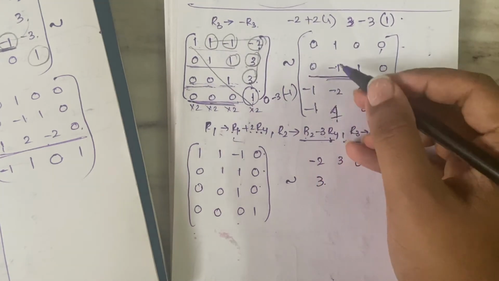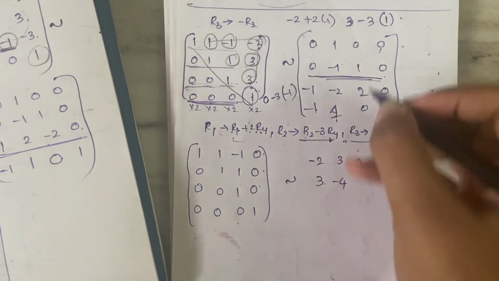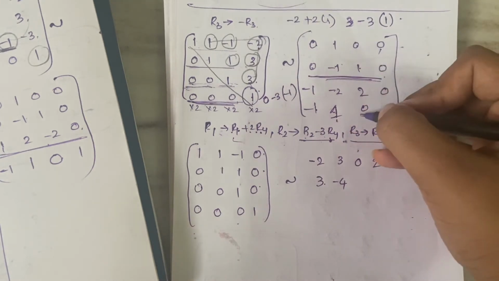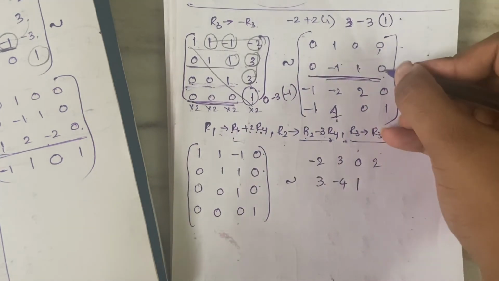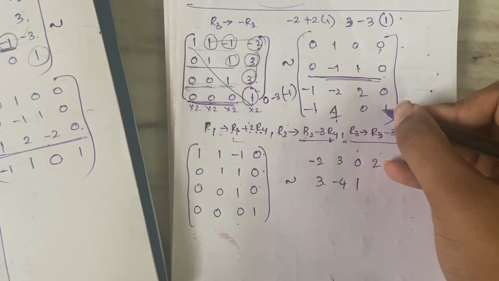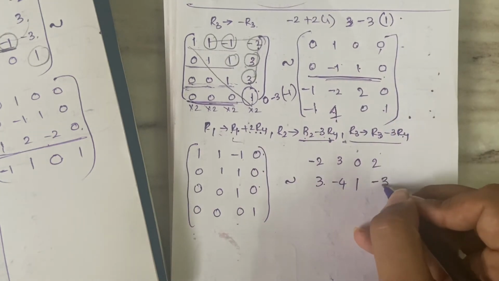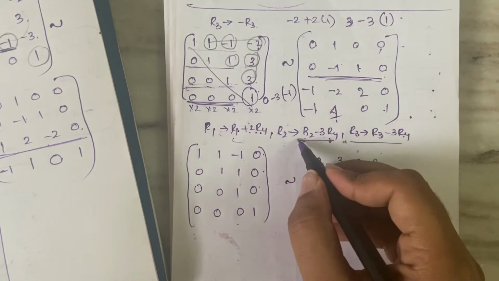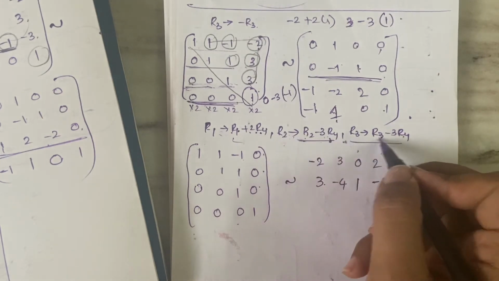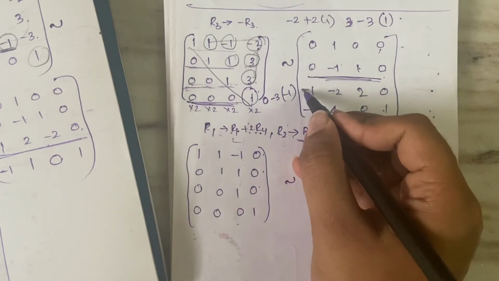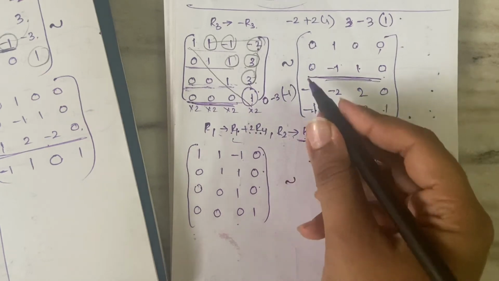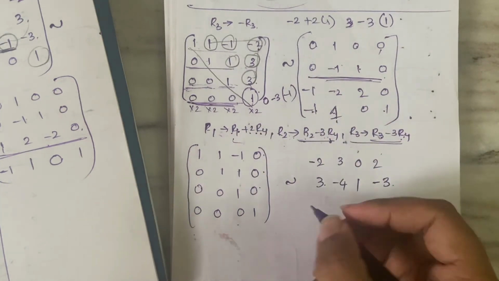Minus 1 minus 3 into 1. Minus 1 minus 3. Minus 4. 1 minus 3. It's 1 same. 0 minus 3 into 1 is minus 3. Next, R1 done, R2 done. R3. R3 minus 3 R4. R3 is minus 1 minus 3 into minus of minus 1 plus 3 you will get, right?